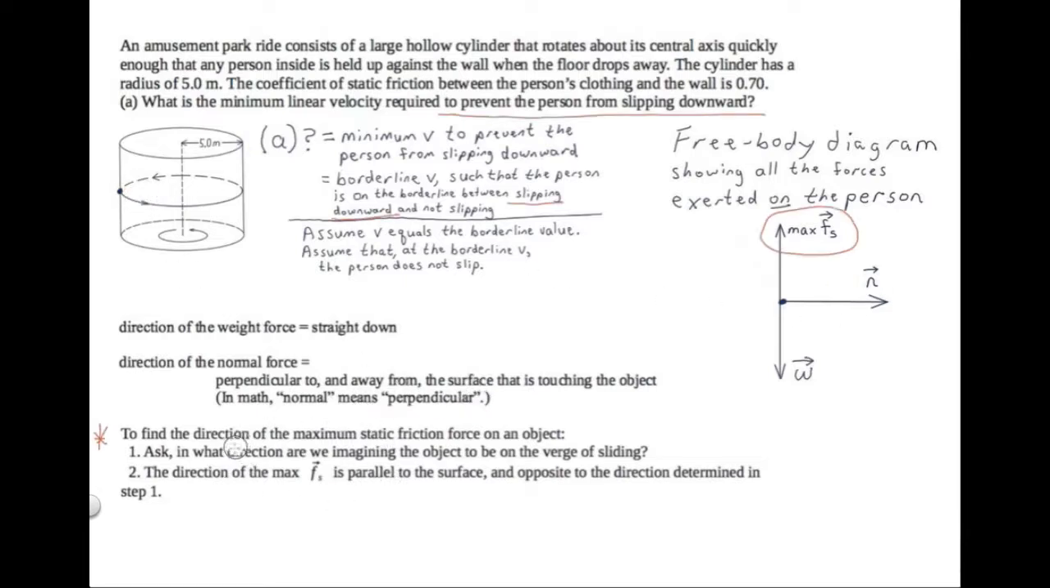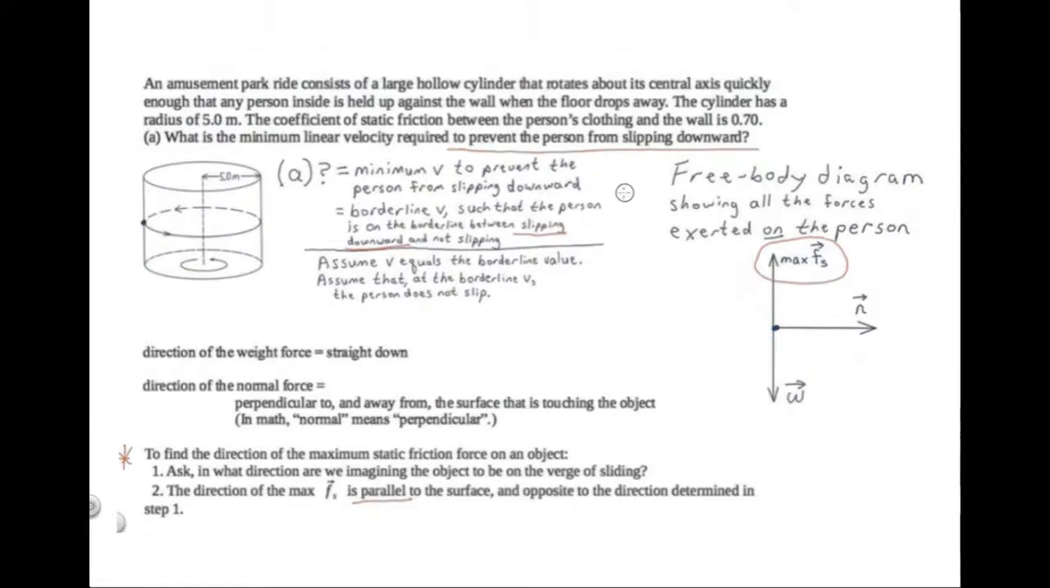Here's a method for finding the direction of the maximum static friction force. The problem tells us that the person is on the borderline of slipping downwards. So to prevent that, the maximum static friction force has to point upwards. Keep in mind that the frictional force will always be parallel to the surface. For this problem, the frictional force is pointing parallel to and up the wall, in order to prevent the person from sliding parallel to and down the wall.